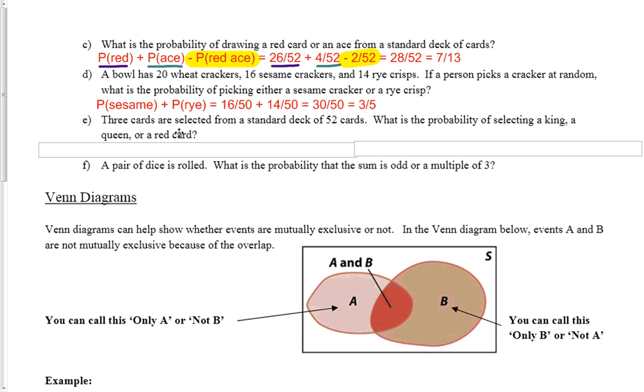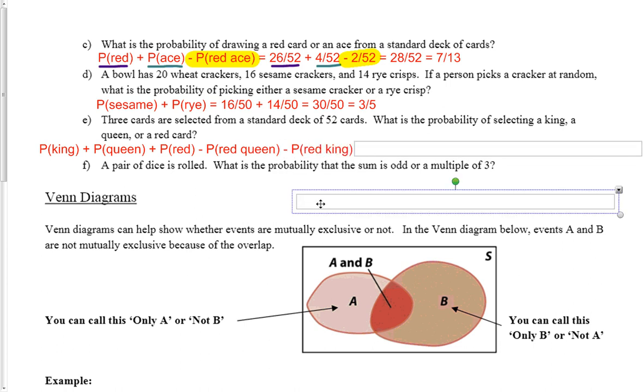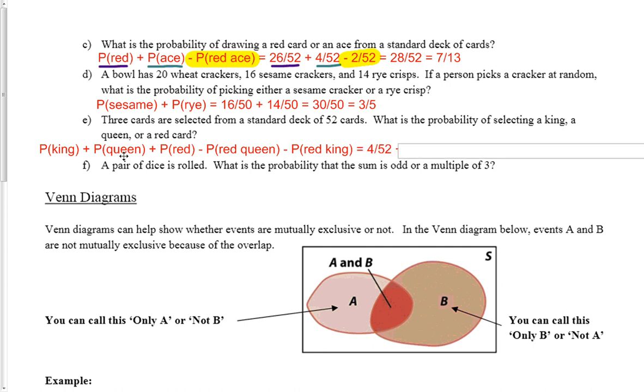Next one here, 3 cards are selected from a standard deck. What's the probability of getting a king, a queen, or a red card? Well, let's get our king, our queen, and our red card, and let's subtract all the possible ways of duplicating. So we subtract our red queens and subtract our red kings. So we have 5 things we need to know the probability of. Probability of getting a king, 4 kings in a deck, 4/52. 4 queens in a deck, 4 out of 52. How many reds? Half the deck we said, so 26 out of 52.